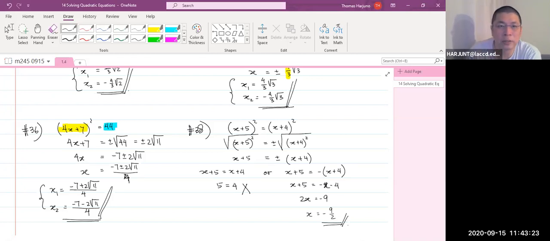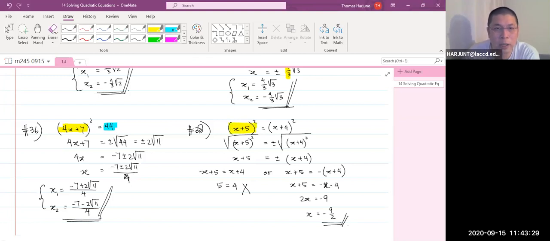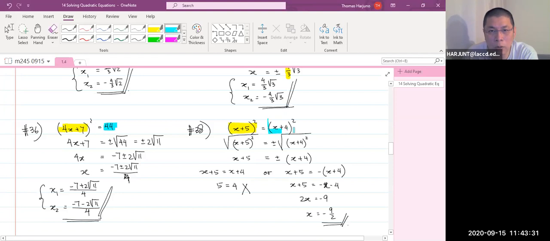Okay. So in some sense, you look at this as your perfect square. This is your perfect square. And this is your, quote-unquote, positive number. See it that way. So that's for the square root property.